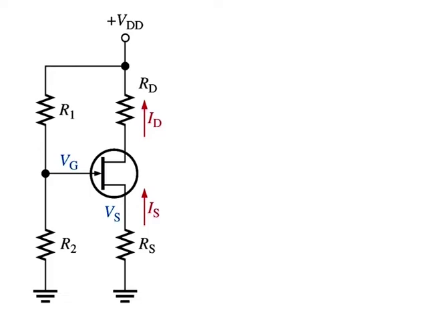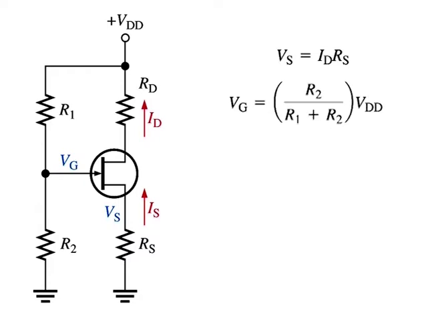Voltage divider bias. An N-channel JFET with voltage divider bias is shown in the figure here. The voltage at the source of the JFET must be more positive than the voltage at the gate in order to keep the gate source junction reverse biased. The source voltage is given by this equation where Vs is equal to Id into Rs. The gate voltage is set by resistors R1 and R2 as expressed by the following equation using the voltage divider formula where Vg is equal to R2 over R1 plus R2 into Vdd.